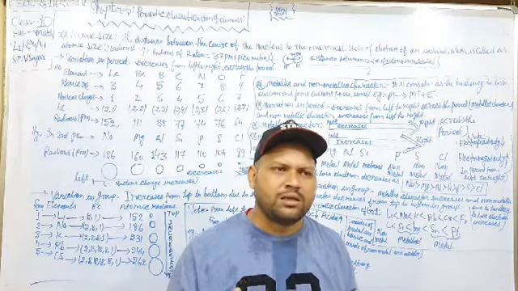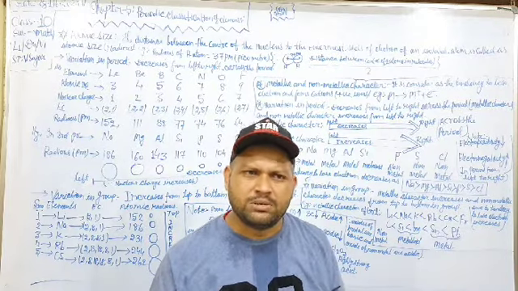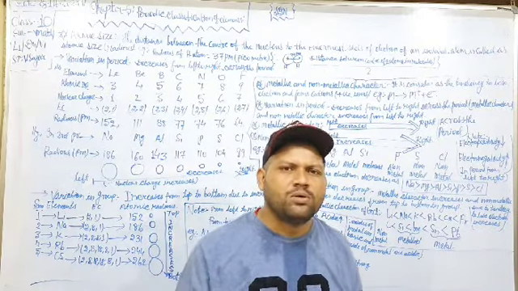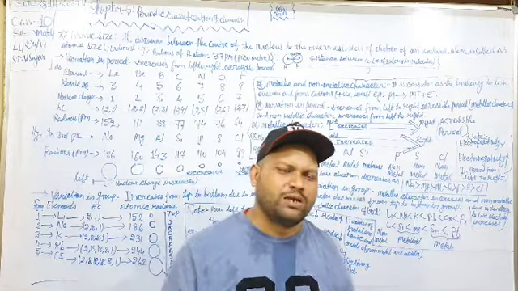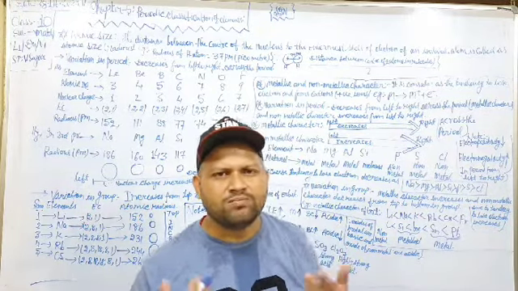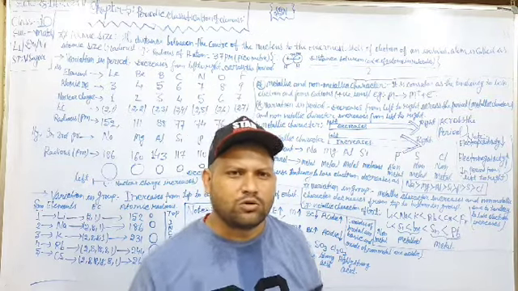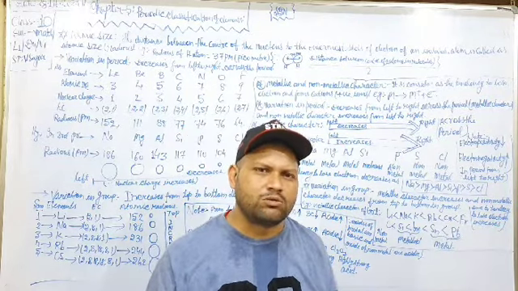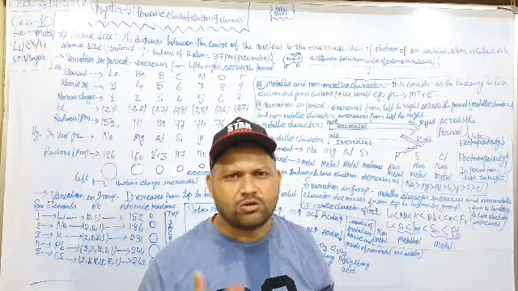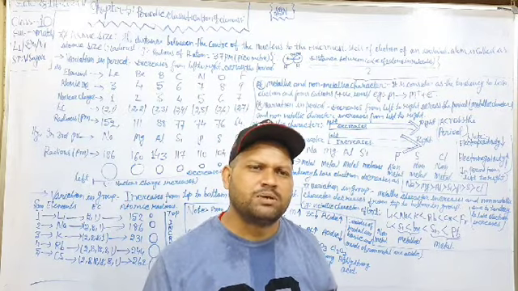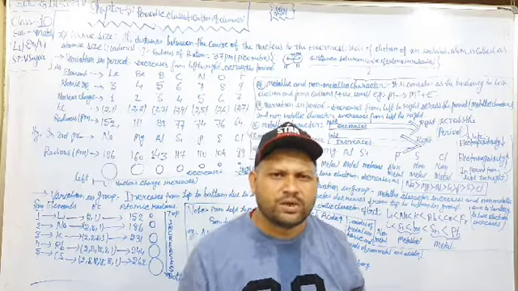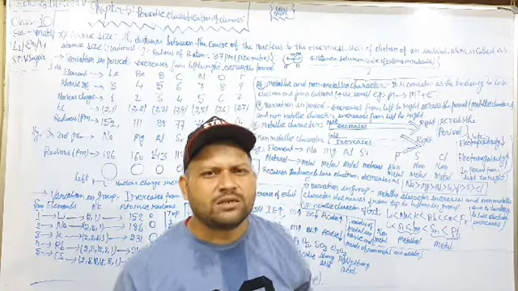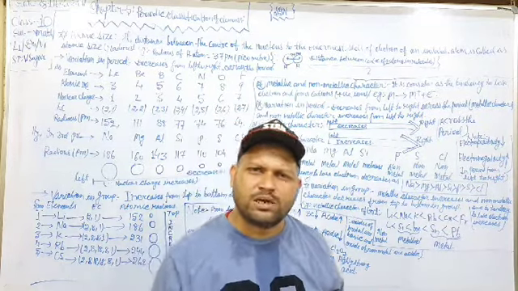In the same way, the atomic size of potassium is more than that of sodium, the atomic size of rubidium is more than that of potassium, the atomic size of cesium is more than that of rubidium, and the atomic size of francium is more than that of cesium. So we can say that the atomic size increases from top to bottom in a group.